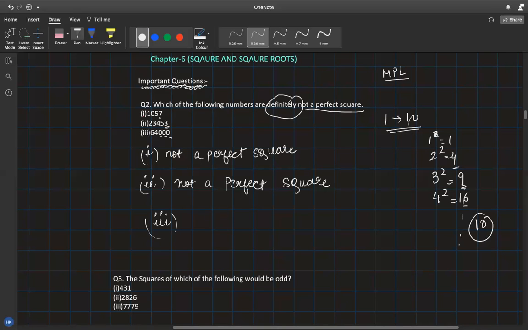3 zeros are there. So this case is possible in terms of cube roots, but this is not possible in square roots. It is not a perfect square because in square roots, the number of zeros has to be even. It is necessary for the number of zeros to be even.